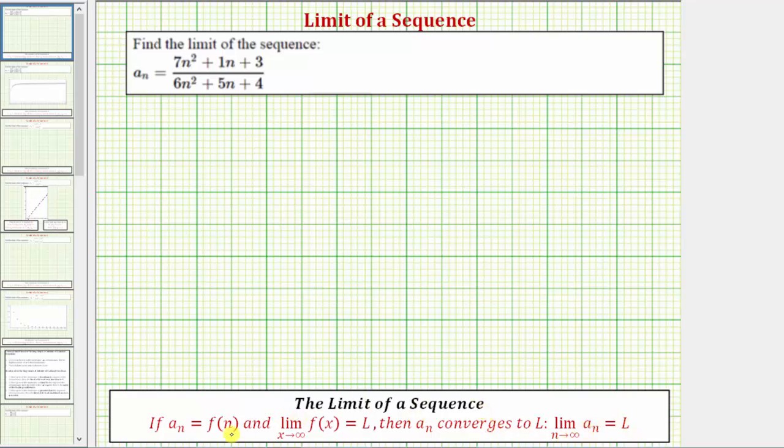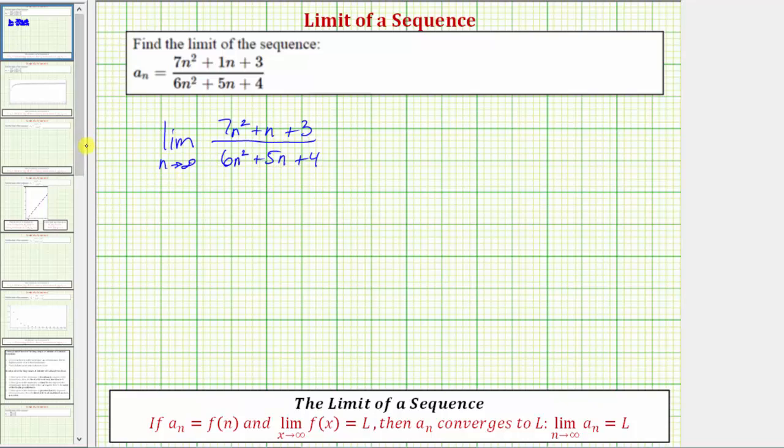So this theorem is telling us we determine the limit of a sequence the same way we determine the limit at infinity of a function. Instead of formally defining a function f of x, or f of n equals a sub n, we often just let the formula for a sub n be a function of n and determine the limit as n approaches infinity of, in this case, the quantity 7n squared plus n plus 3 divided by the quantity 6n squared plus 5n plus 4.